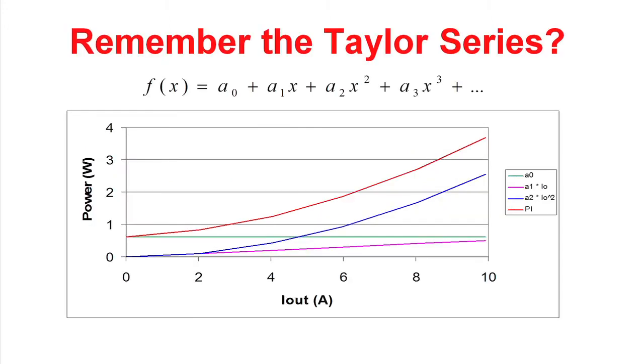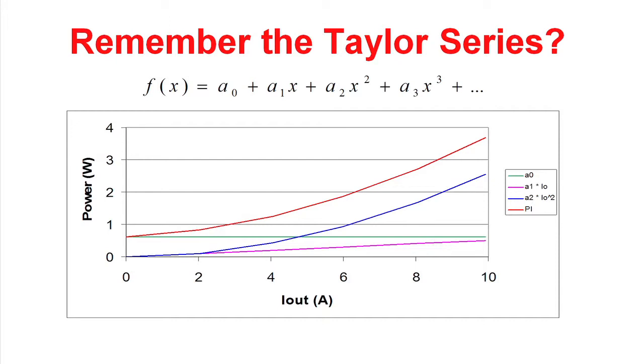So one of the things that we learned in college was all about the Taylor series. And it said that any arbitrary function of x could be represented as a sum of polynomial terms. That is, f(x) is equal to a0 plus a1 times x plus a2 times x squared plus a3, and that continues on to infinity. So what I've done on the bottom here is I'm starting to take a look at applying the Taylor series to the losses in the power supply.